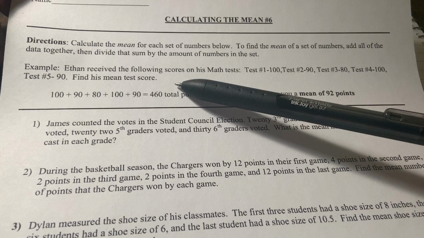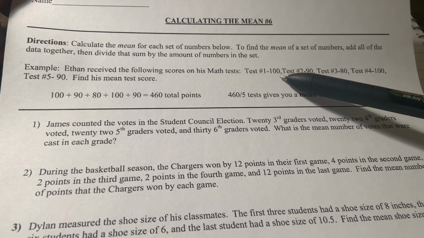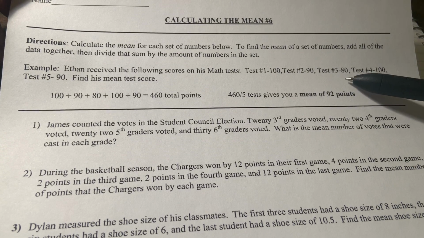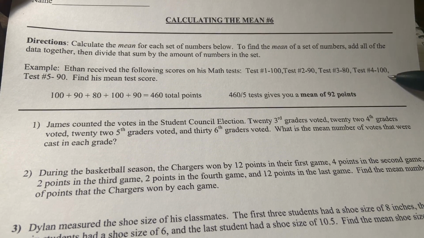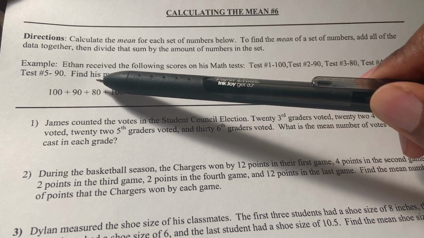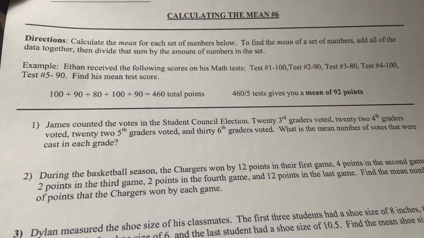Ethan received the following scores on his math tests. Test number 1, he got 100. Test 2, he got a 90. Test 3, he got an 80. Test 4, he got another 100. Test 5, he got a 90. And now it says find his mean test score.